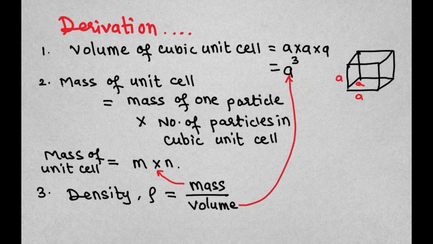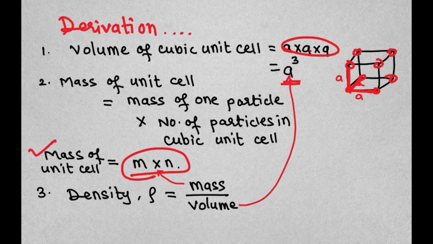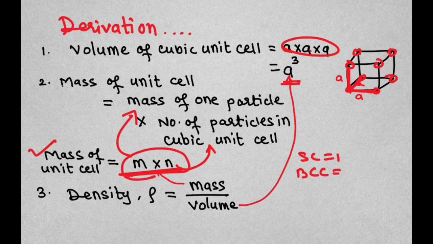Volume of a cubic unit cell is equal to height into width into breadth, that is a into a into a, that is a cube. So volume of unit cell is given by the equation a cube. Now the mass of unit cell, obviously, is the number of particles present multiplied by the mass of an individual particle, that is m into n. So mass of unit cell is equal to small m into n, where small m is the mass of one particle and n is the total number of particles present in it. As already said, if it is simple cubic, n will be 1. For body centered cubic, it is 2, and for face centered cubic, it will be 4.